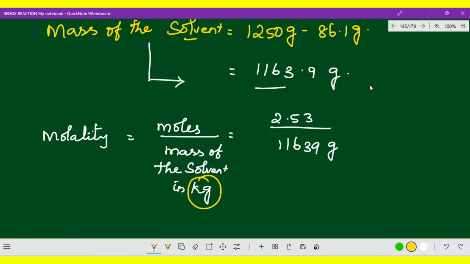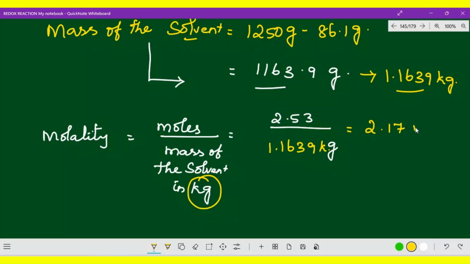So gram converted to kilogram is 1.1639 kilogram, right? I hope you got that idea. We just converted into kilogram, because the mass of the solvent must be in kg, so I converted it. So what is the answer you will get when you calculate it? 2.17 mole per kg. Mole per kg is the unit of molality.